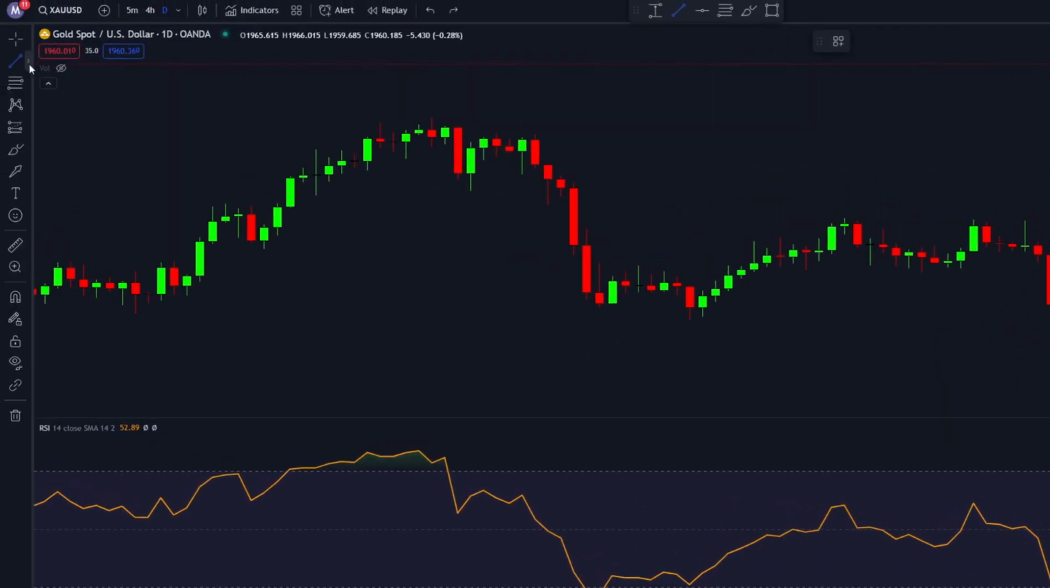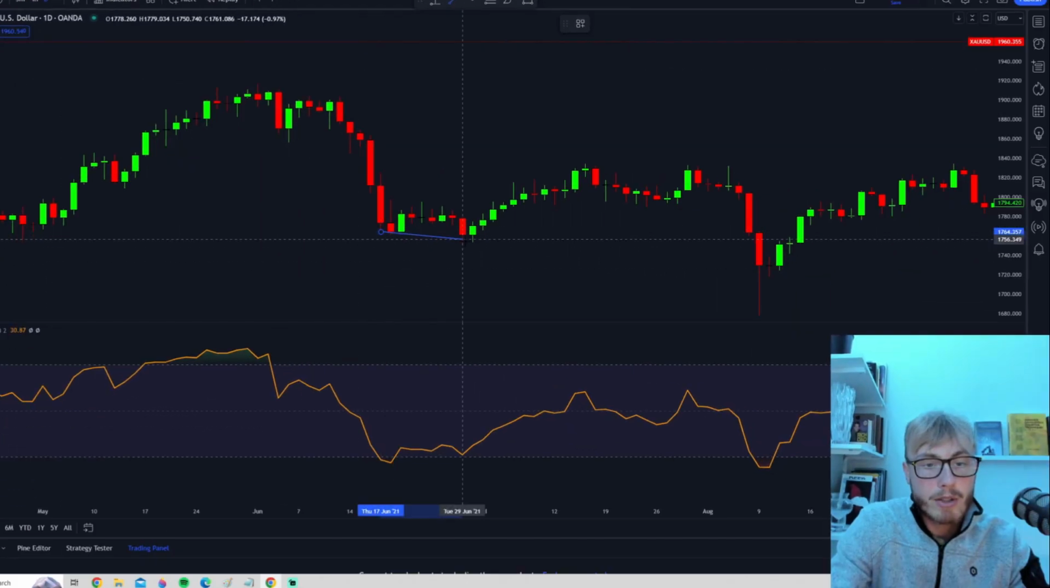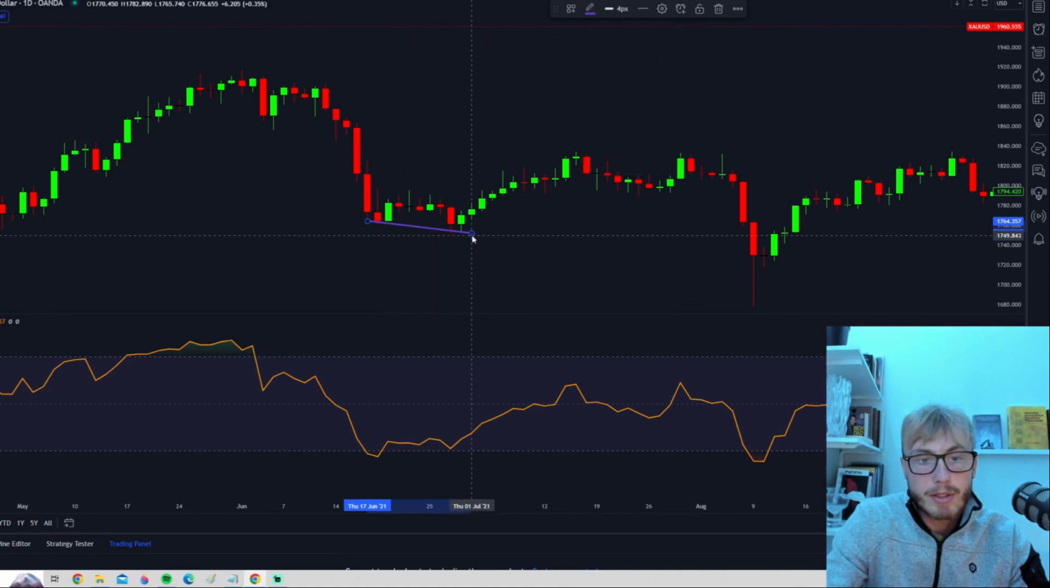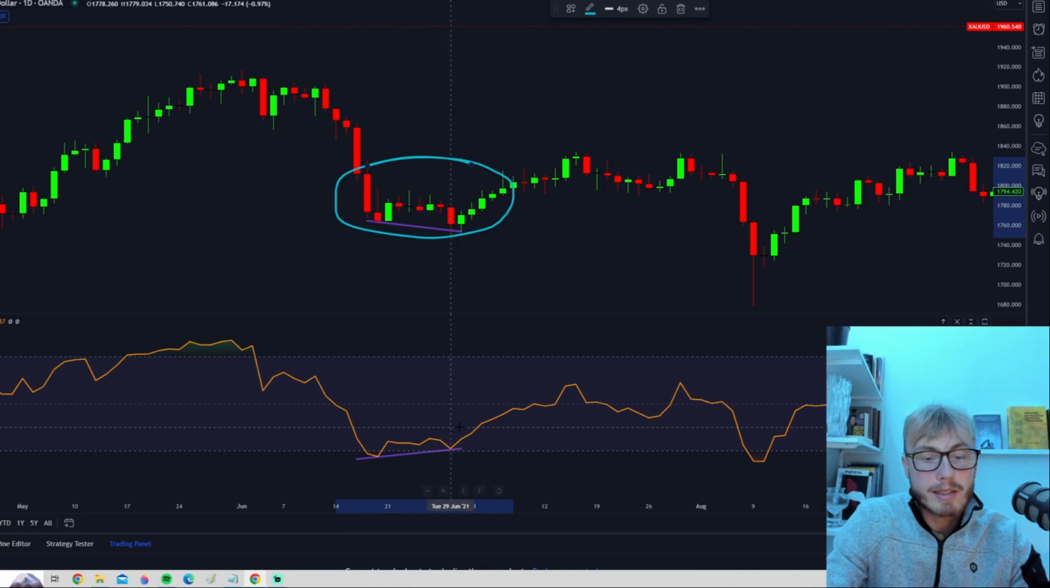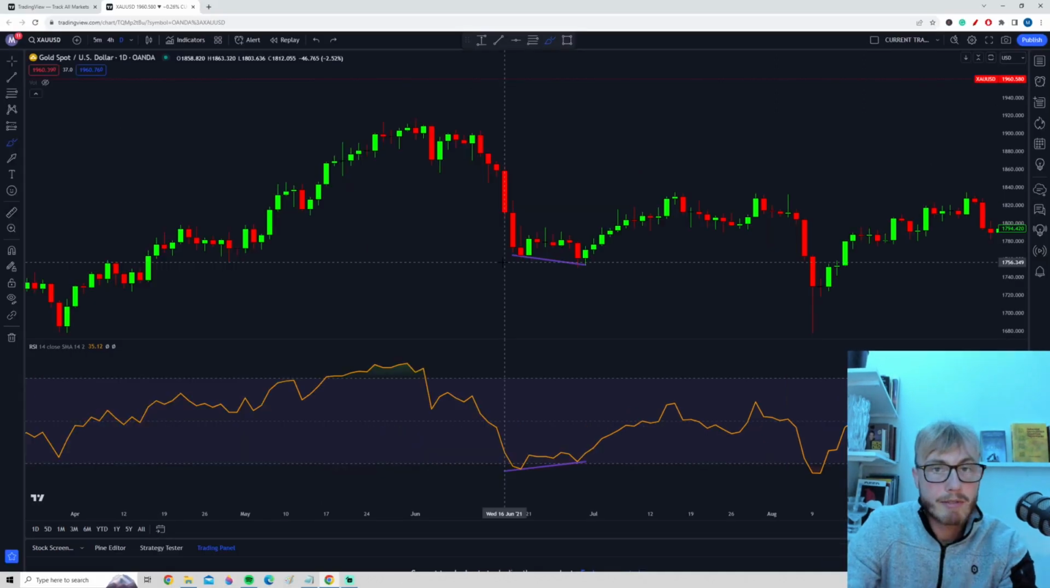To show the divergence, I usually go up here and just use a simple trend line, and I mark the lower lows here. Let's use, for example, purple to mark this divergence. So let's mark the lower lows with purple right there. And as you can see, the RSI prints higher lows. When we have lower lows on the price and higher lows on the RSI indicator, then we have found our regular bullish divergence. But a divergence is not enough to justify a trade.